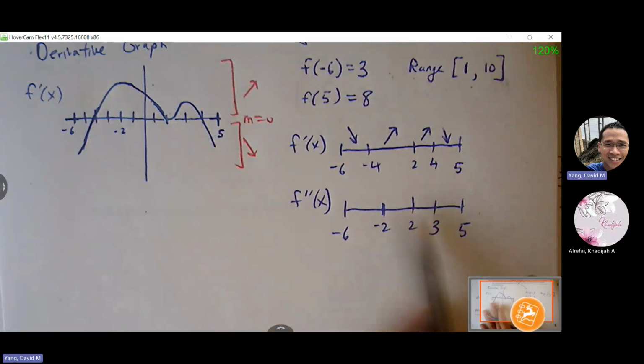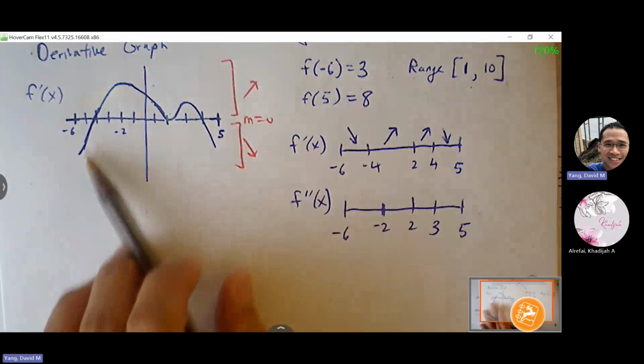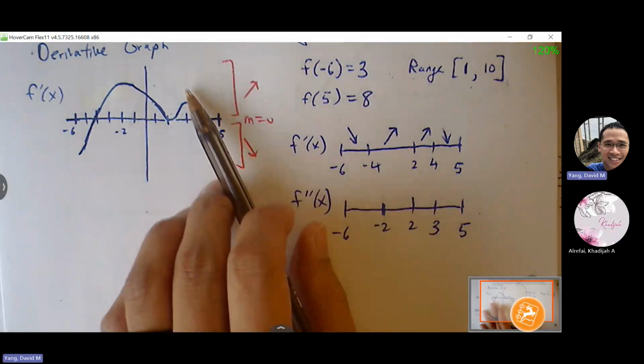Okay. To determine concavity, look at the slope. Don't look at the curvature. Look at the slope. Positive slope means concave up, concave down, concave up, concave down.